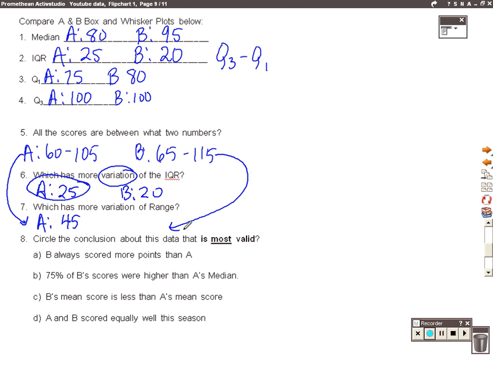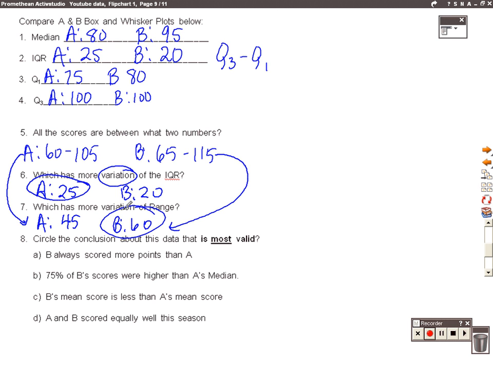And the range for B is 60. So which has more variation? B has more variation. And then finally, number 8, circle the conclusion about this data point that is most valid.